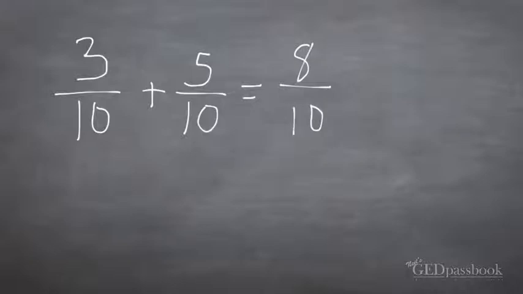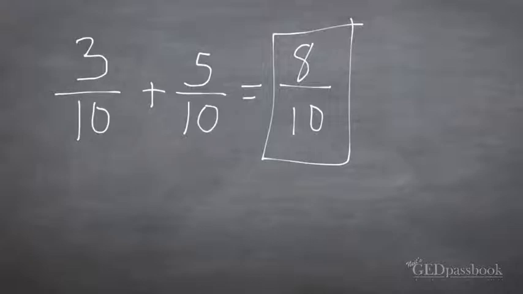Well, it's pretty straightforward. All we did was add the numerators across because the denominators are the same. So the key here, my friends, when it comes down to adding and subtracting fractions, they must have the same denominator. All right? If they do have the same denominator, your answer will have that same denominator, but the numerator will be the sum of the numerators. 3 plus 5 is 8.